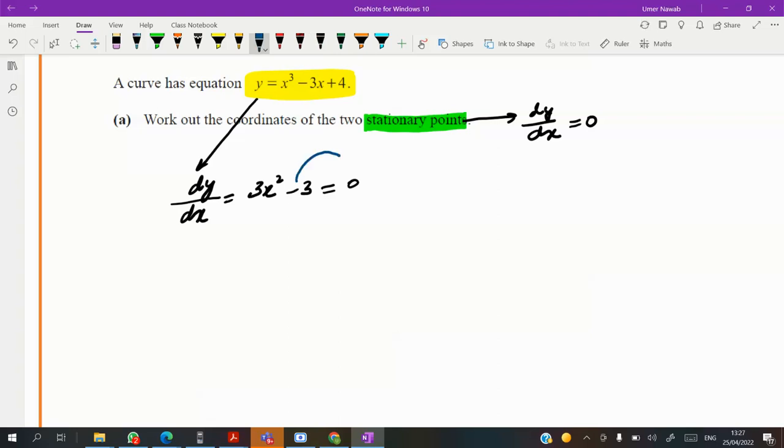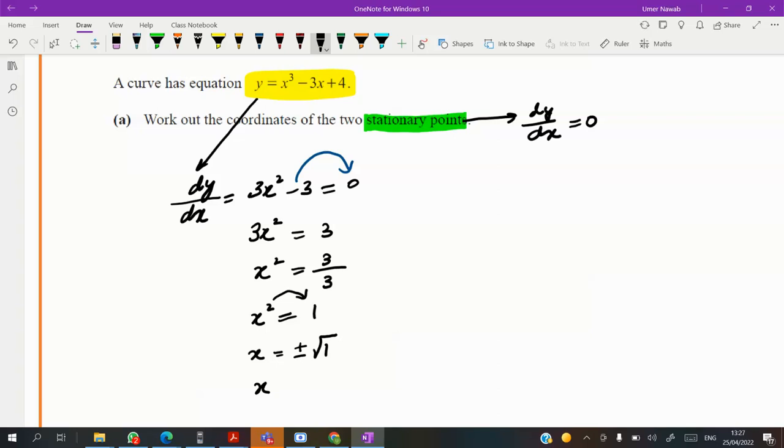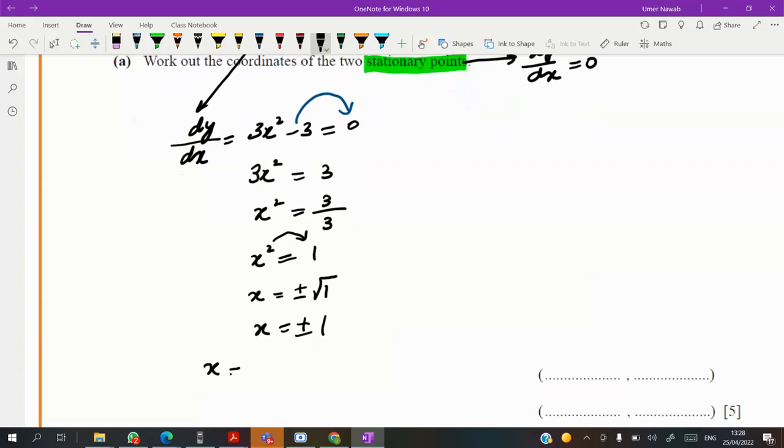Boys, minus 3 goes to the right. So 3x squared is equal to 3. Then 3 goes to the other side. You write it in the denominator. So x squared is equal to 1. Now send the square to the other side. So x equals plus minus square root of 1. When we take a square root, we always have to write the plus minus sign. The square root of 1 is 1, so plus minus 1. So we got two x values. x is equal to 1 and x is equal to minus 1.